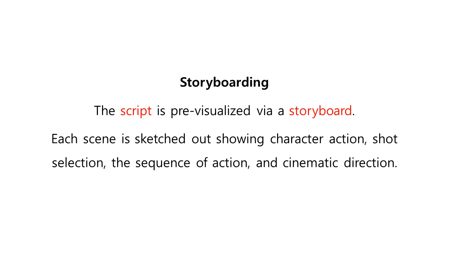Next process done under pre-production stage is storyboarding. The script is pre-visualized via storyboard. Each scene is sketched out showing character action, shot selection, the sequence of action, and cinematic direction.